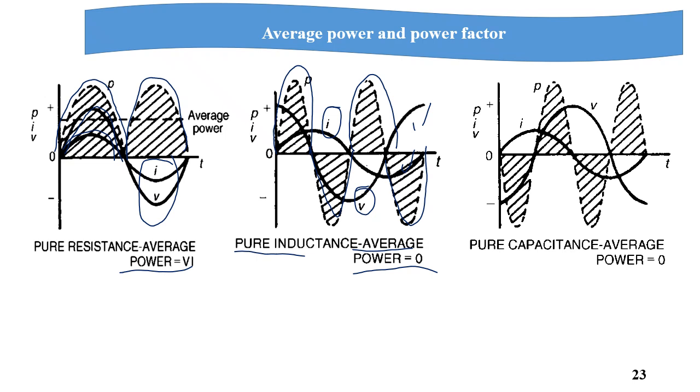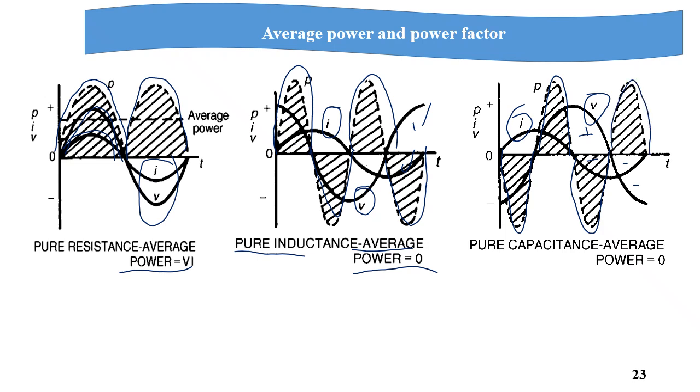Also for the capacitor, where the current leads the voltage by 90 degrees, here the current is positive and the voltage is negative, then the power is negative. After it, the current is positive and the voltage is positive, then the power is positive. And after it, the voltage is positive and the current is negative, then the multiplication will be negative. Then the current is negative and the voltage is negative, then the multiplication is positive.